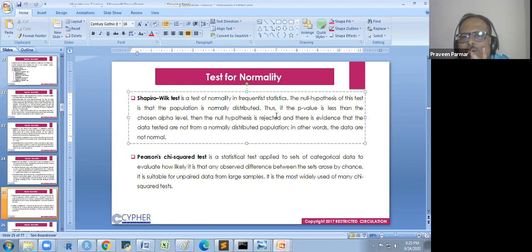I am going wrong. The p-value is less than the chosen alpha level. So the alpha level we have taken is 5%. Then the null hypothesis is rejected and there is evidence that the data tested are not from a normally distributed population. In other words, the data are not normal.